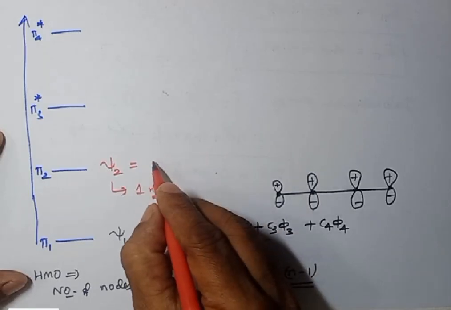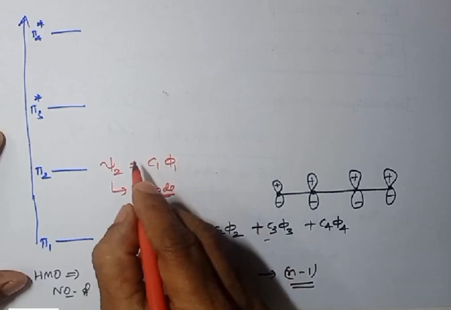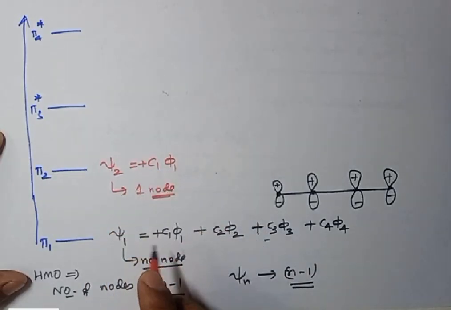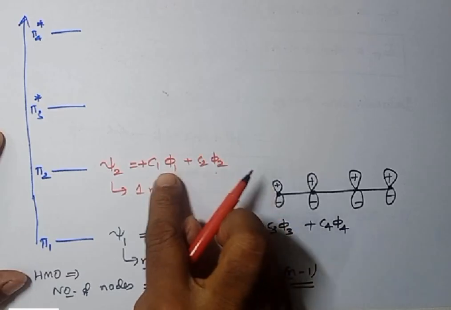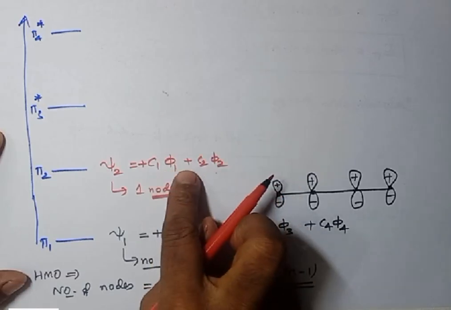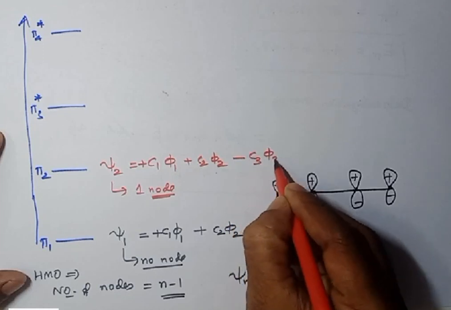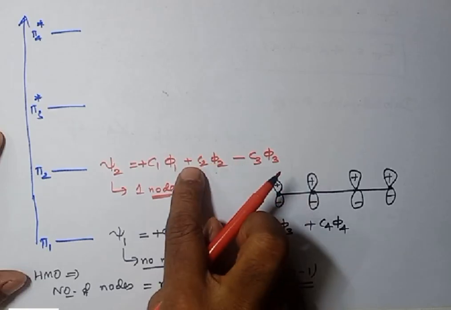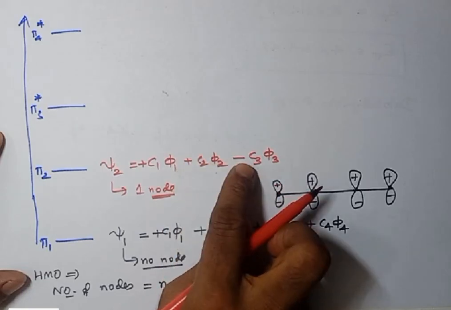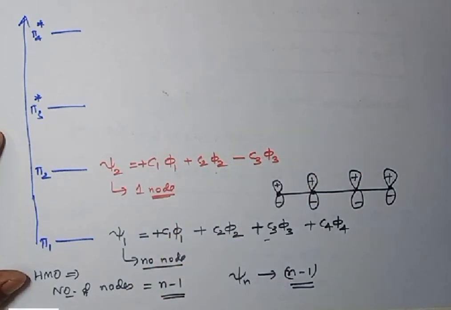So let me write that. C1 into Phi1, first molecular orbital, which is positive sign. Second molecular orbital also positive sign, which means there is no node between these two. Third molecular orbital, let me write C3 into Phi3. Okay, why? From plus to minus. If you move from plus to minus, the sign is changing, which means there is a node between Phi2 and Phi3.